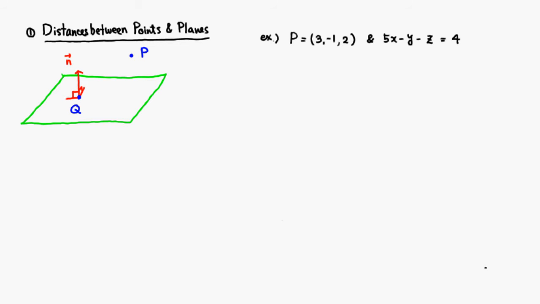Let's say you have a point on the plane. Let's call it Q. Then we're going to form a vector from Q to P, so Q to P. Then the distance is going to be a projection onto the normal direction, the normal vector of the plane. So it's going to look kind of like this.